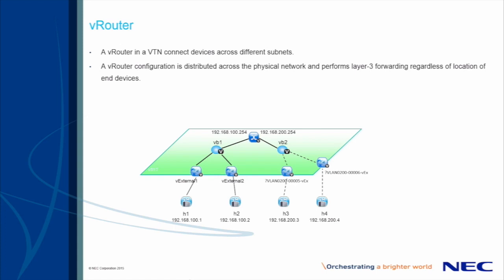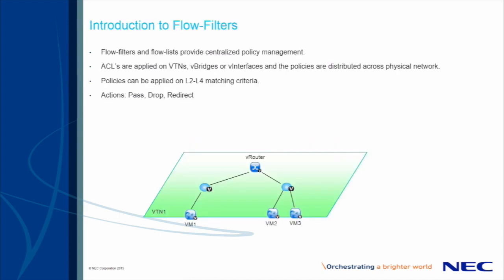Also, note that the vRouter is a logical component that is not bound to any physical forwarding element. The configuration and forwarding state described by the vRouter is distributed throughout the physical network. In the next slide, we shall change gears and illustrate how to enforce policy in virtual tenant networks. Here we shall detail how to centrally enforce policy within a VTN.